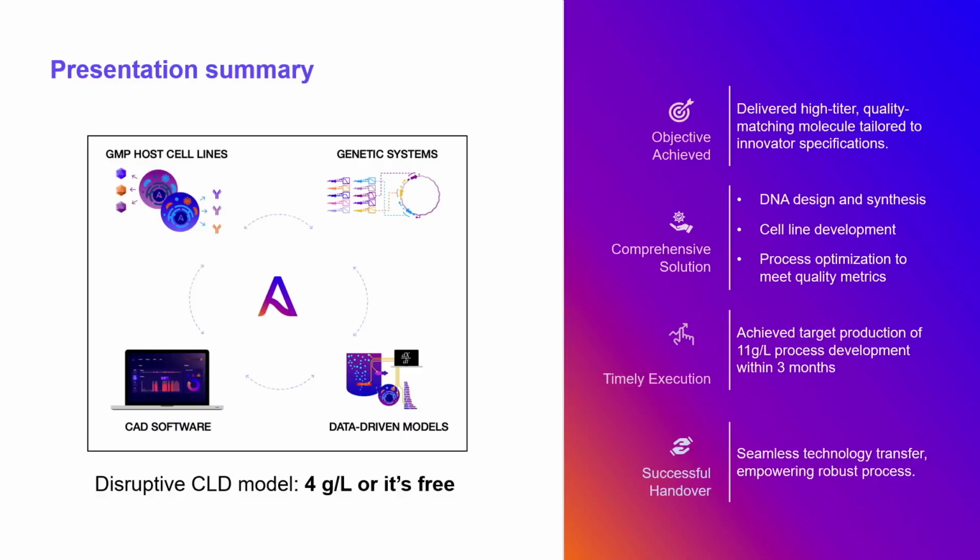And so this all culminates in these 4 tenets that I talked about earlier, that allow us to offer this disruptive CLD model where if we can't produce it at least 4 grams per liter, that whole program is free.